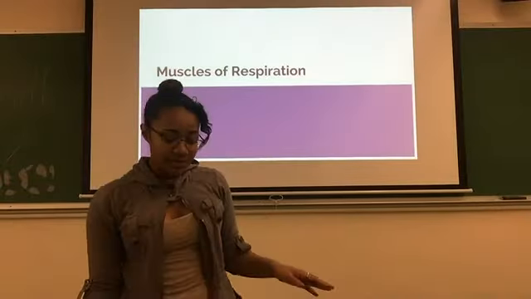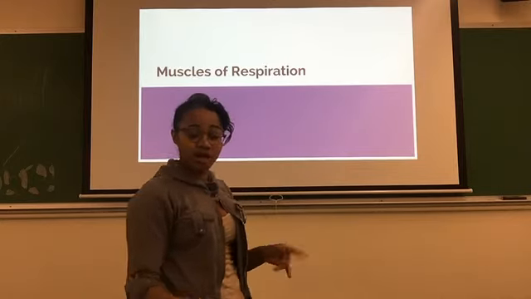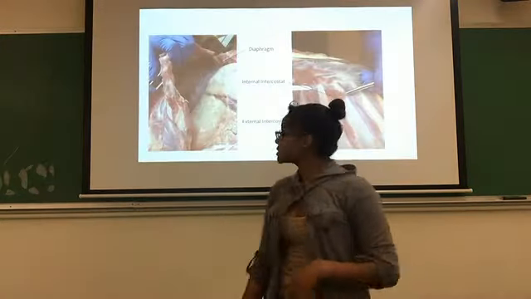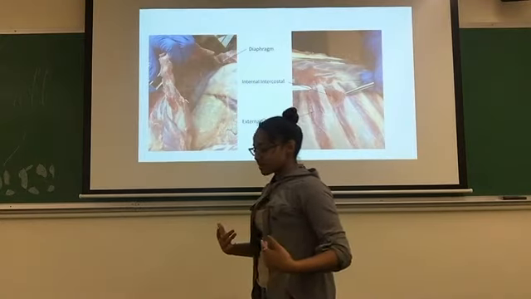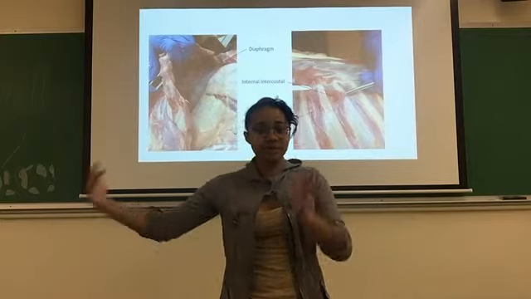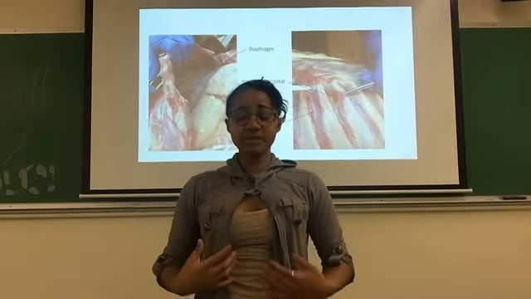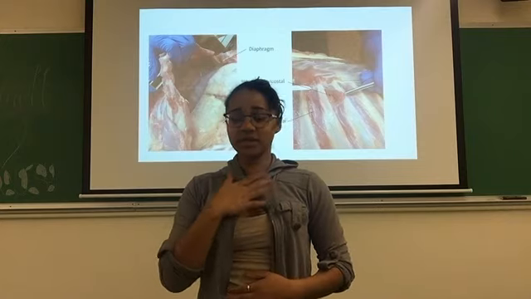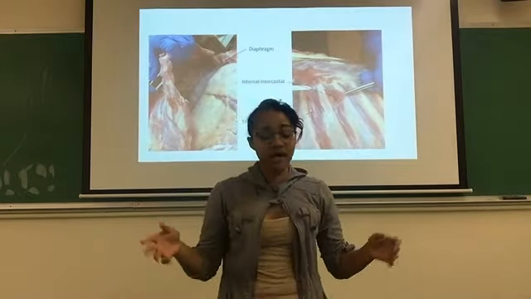Okay, so now let's move on to the muscles of respiration. There are three major muscles when talking about respiration. Starting with the diaphragm, shown here to the left. The diaphragm is a structure that's made up of skeletal muscle, and it separates the thoracic cavity from the abdominal cavity. The way that it works is when the diaphragm contracts, the volume within the thoracic cavity increases, and it allows air to be drawn into the lungs.